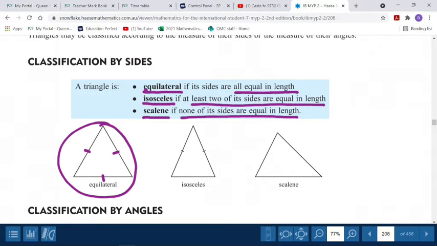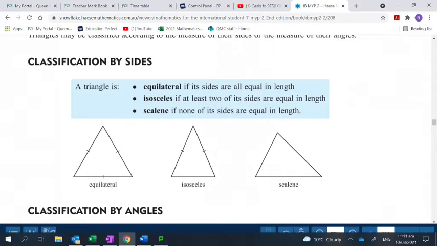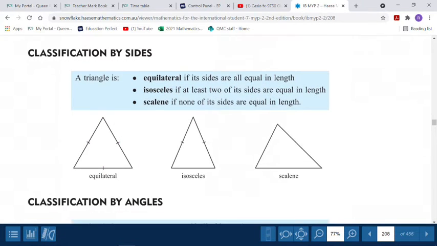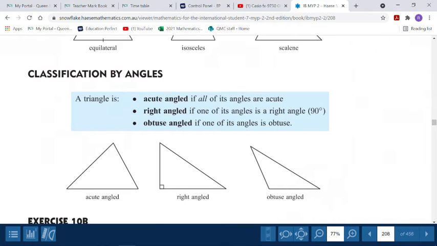All right. So we've looked at classifying by sides. Now what we're going to do is look at how you can classify triangles by angles. And you already know the phrases here. So at least there's no new vocabulary here. You already know these words because we've talked about them in relation to angles.